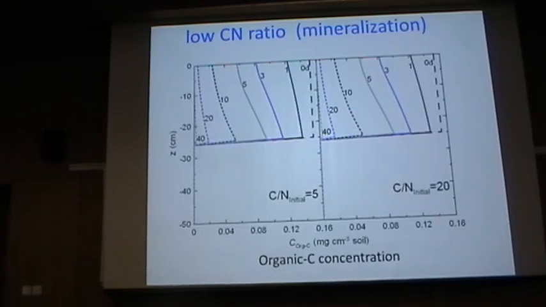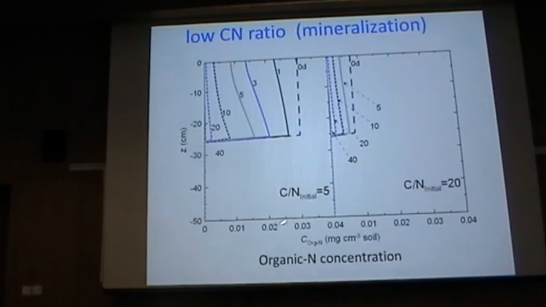This is the result of the organic concentration profile for CN5 and CN20. Because nitrogen does not affect the degradation, the results are the same. The organic carbon concentration decreases with time. At 40 days, this disappears. All the organic matter disappears.